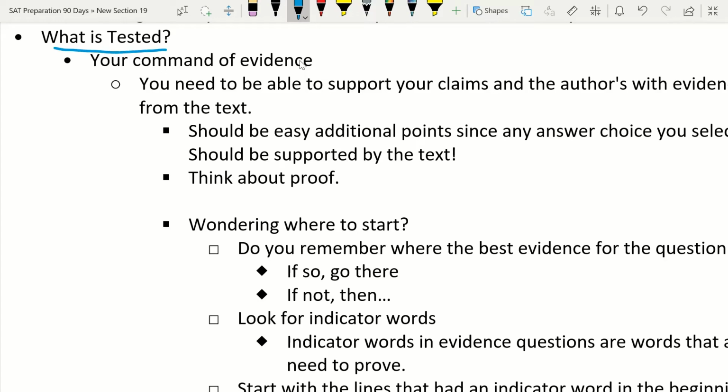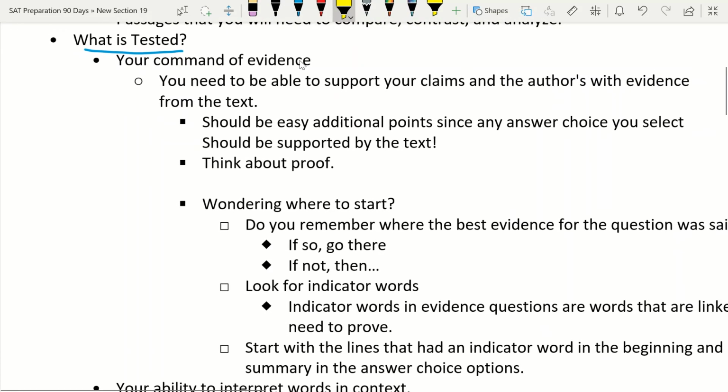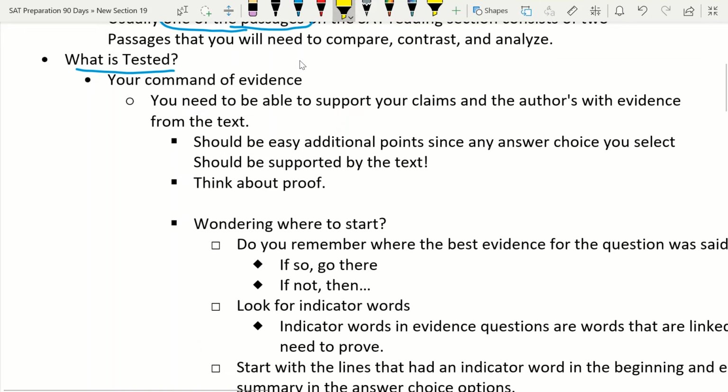So what's tested on the SAT reading section, right? Why are they giving this to you? Well, it's going to test your command of evidence, right? You need to be able to support your claims and the author's claims with evidence from the text. So if you're able to have a good command of evidence, you're going to score high on the SAT reading section. And I'm going to try to help you figure out how you can really show your command of evidence and really do well with this. So it should be easy additional points since any answer that you're selecting on the SAT reading section should be supported by the text. And I'll talk more about supporting your answer with the text as we go through this as well.